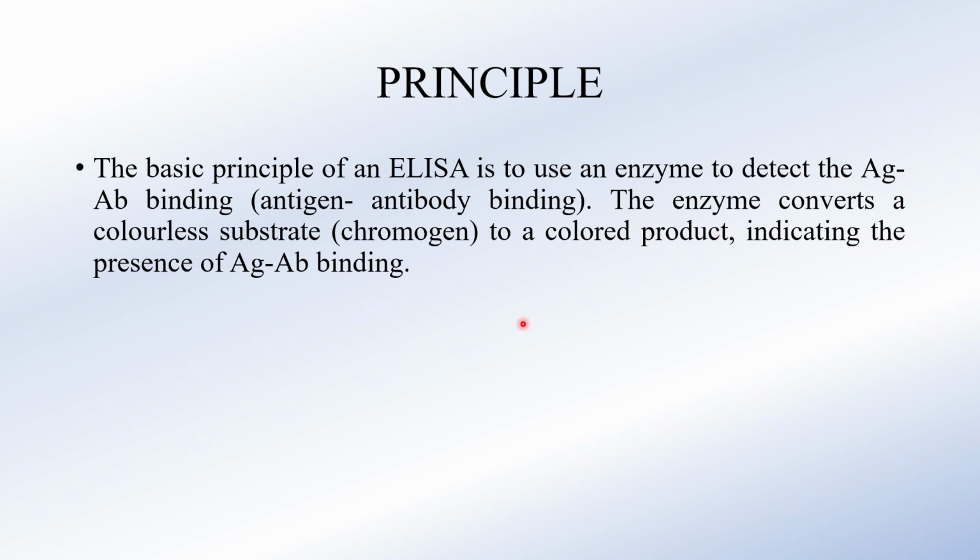Means what is the principle of ELISA technique? ELISA uses an enzyme to detect whether the antigen antibody binding has occurred or not. And how can we determine this? If the enzyme converts a colorless substrate, that is chromogen, to a colored product, then we can say that the antigen antibody binding has occurred.